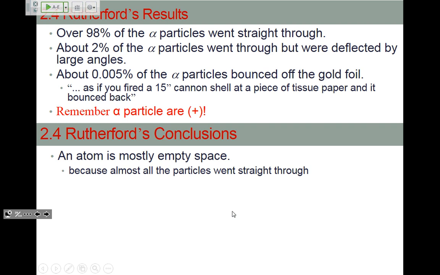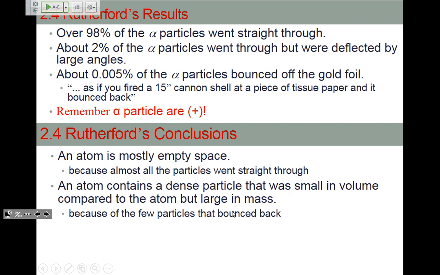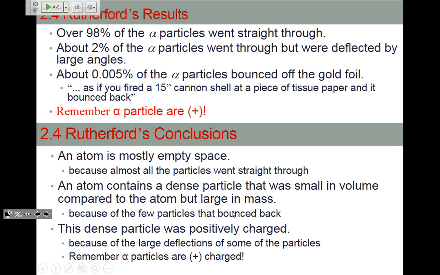So his conclusions, the atom's still mostly empty space because most of the particles, 98%, went straight through. But it must contain a dense particle that was small compared to the atom's size, but large in mass because it was large enough to interact with our alpha particle. Because of the few that bounced back. And also, it must be positive because we're getting that deflection. So that, of course, is coming to our nucleus. What does that look like? But that's how it was found. Because, of course, we can't see this. We can't put this under a microscope and see it.